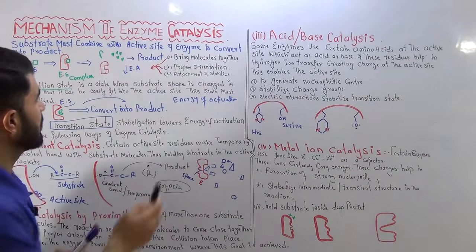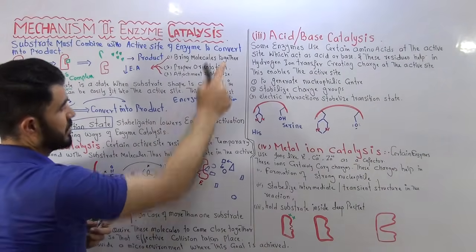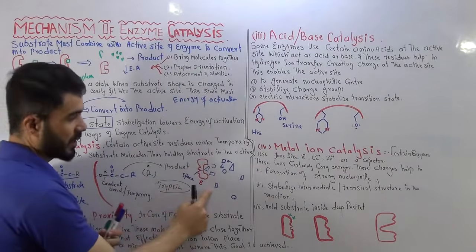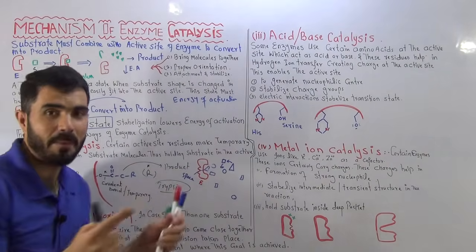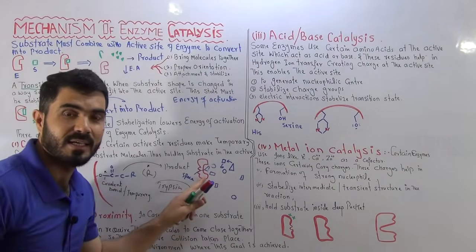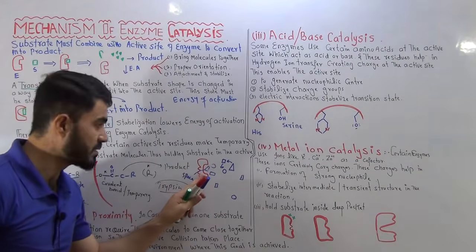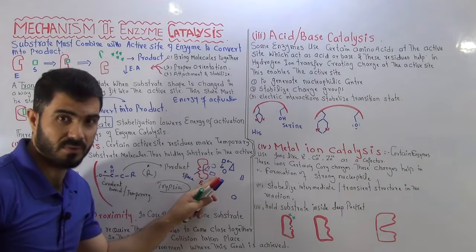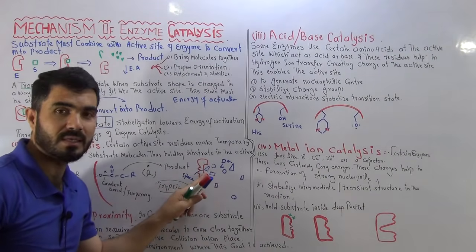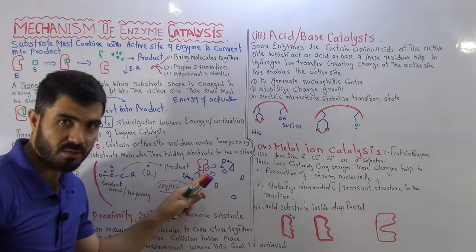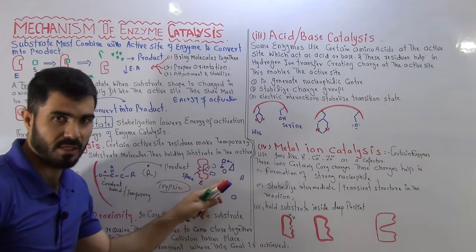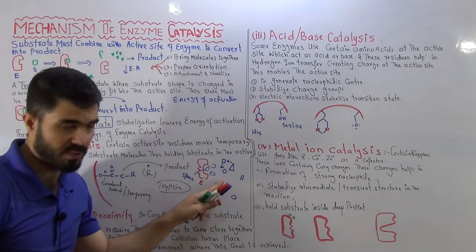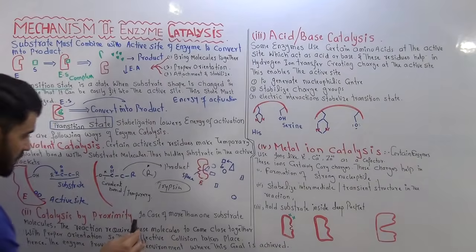So we got our target: bringing molecules together with proper orientation. This all happened because the enzyme was there. If the enzyme was not there, these molecules could not come close together. These molecules could not get proper orientation, and the reaction could not take place at high speed. So this is what we have mentioned here.